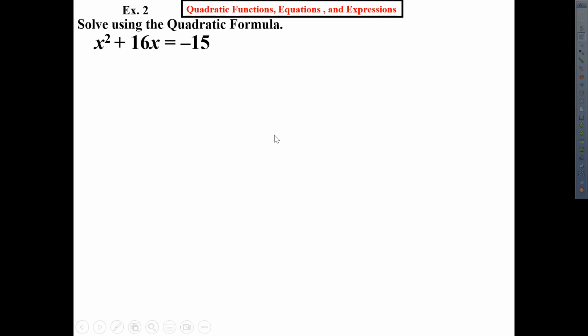All right. So, and why do we need that, Mr. Q? Because we need to solve a quadratic equation using the quadratic formula. Copy that, please. Example 2. Solve using the quadratic formula, and they give us x squared plus 16x equals negative 15. Once again, example 2, solve using the quadratic formula, x squared plus 16x equals negative 15.